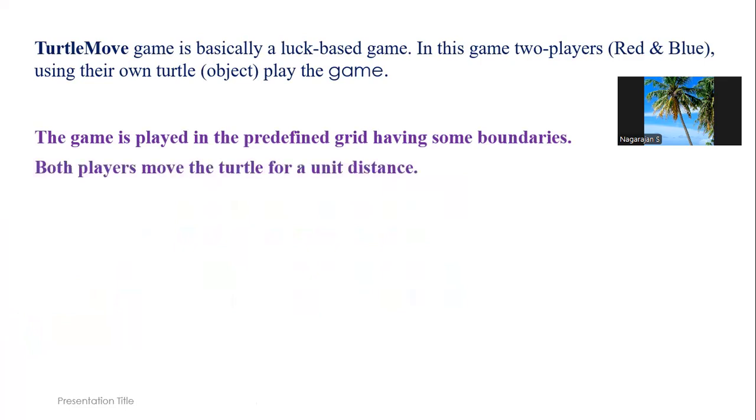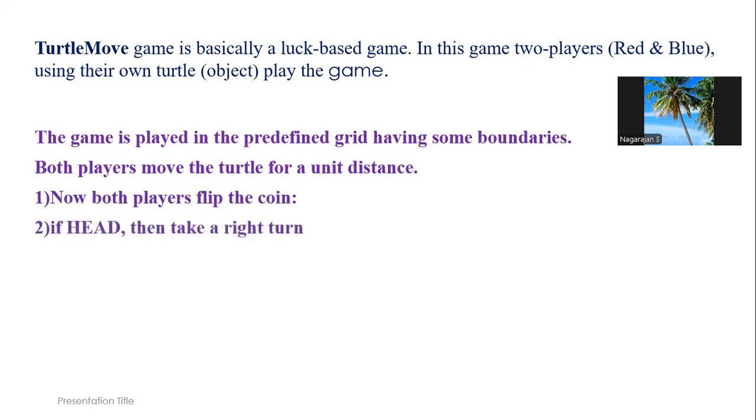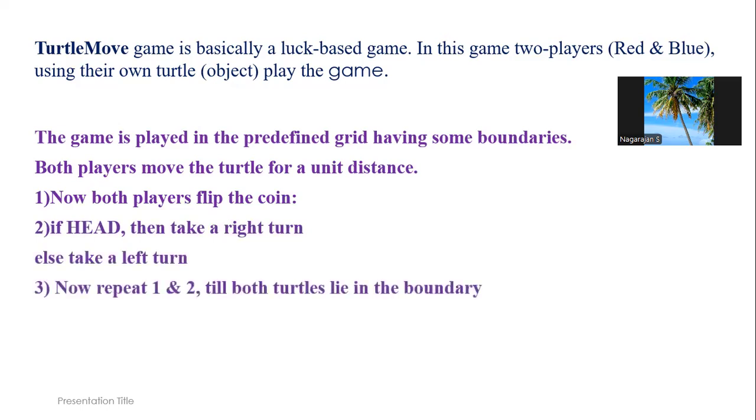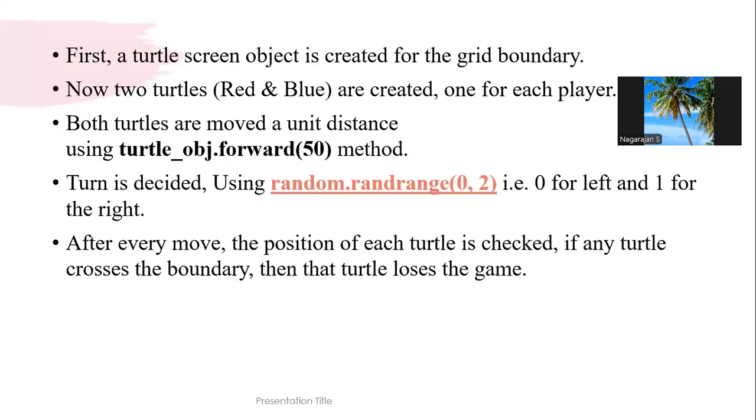Both players have to move the turtle forward some unit distance. Then both players flip a coin and decide: if heads, then take your right hand, if not, then take left hand, and again repeat steps 1 and 2 till both turtles lie in the boundary. So this is a simple procedure. Let's move on to another screen for understanding the concept in Python.